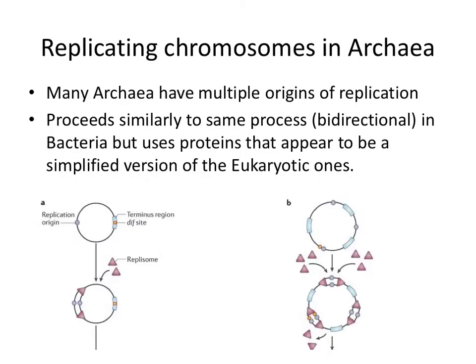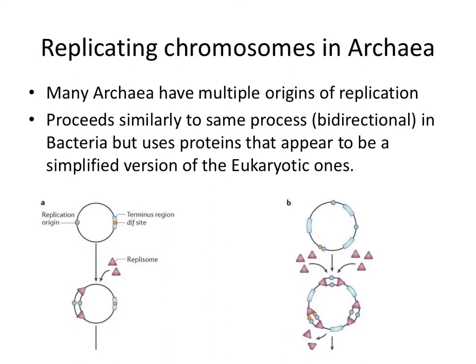Let's think a little bit about how archaea replicate their chromosomes. I mentioned earlier that archaea have one circular chromosome, much as is seen in most bacteria, but an interesting difference in the chromosomes between bacteria and archaea are the origins of replication. It turns out that bacteria, as you should know, typically have one origin of replication.